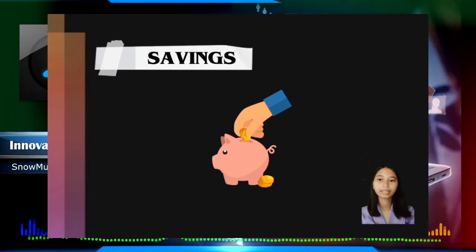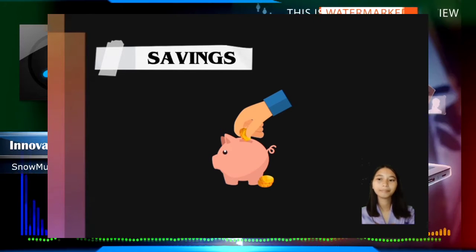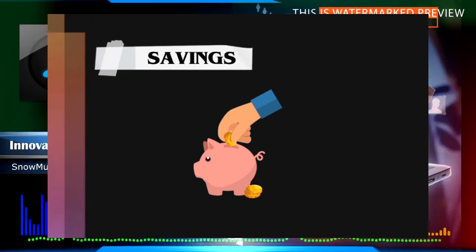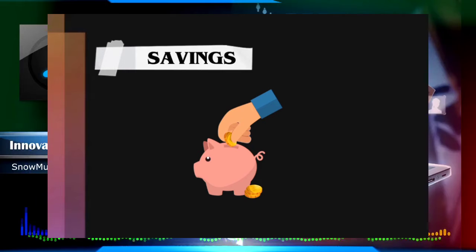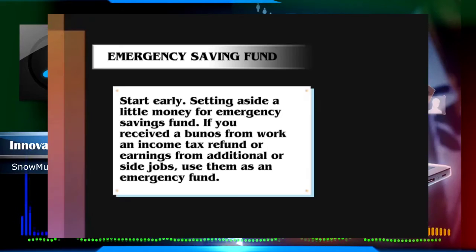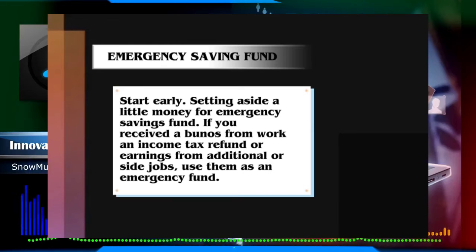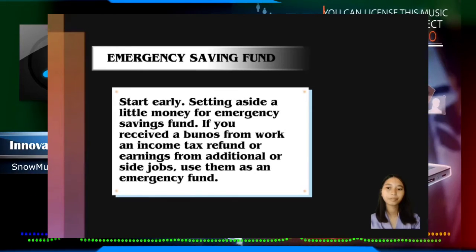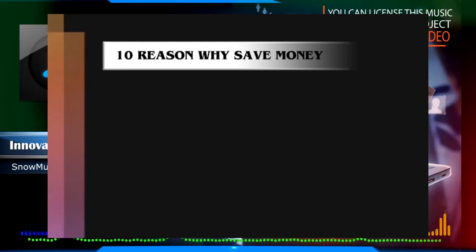Savings. In order to get out of debt, it is important to set some money aside into a savings account on a regular basis. Savings will also help in buying things that are needed or wanted without borrowing, just like an emergency savings fund. Start as early as possible, setting aside a little money for an emergency savings fund. If you receive a bonus from work, an income tax refund, or earnings from additional or side jobs, use them as an emergency fund.